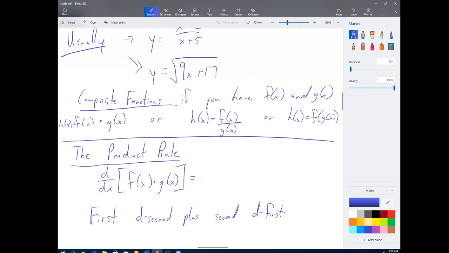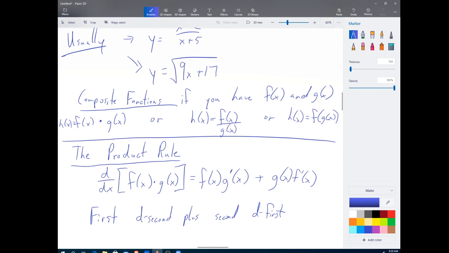But when I have this written out, what this means is you're going to take your first function and you're going to leave it alone. And then you're going to take the second function and take its derivative. Then you're going to add, and you're going to take the second function, leave it alone, and then multiply it by the derivative of the first function.